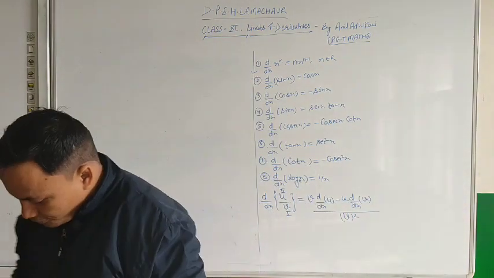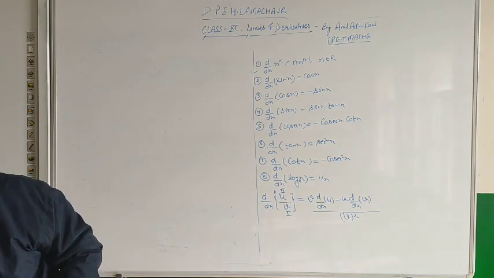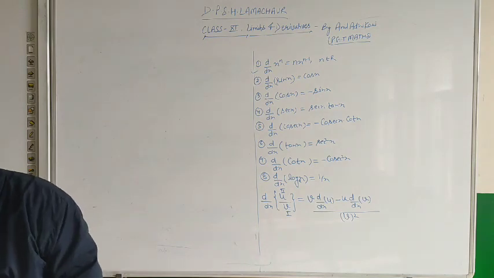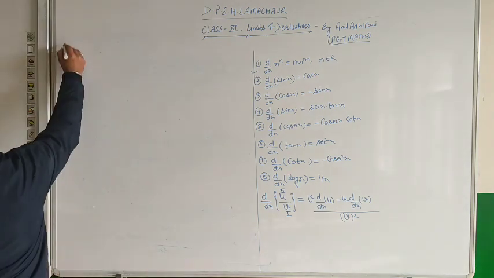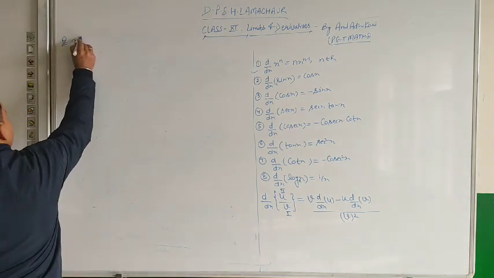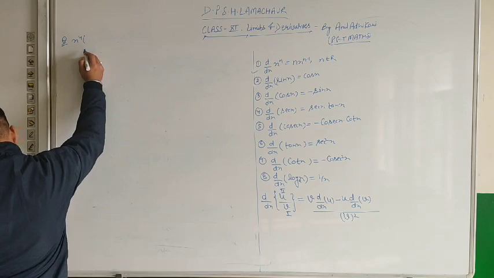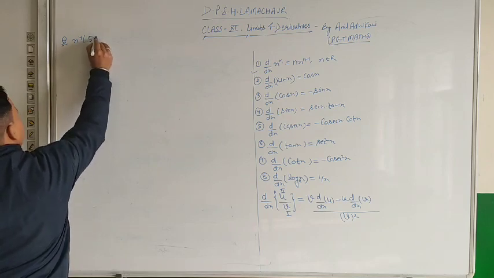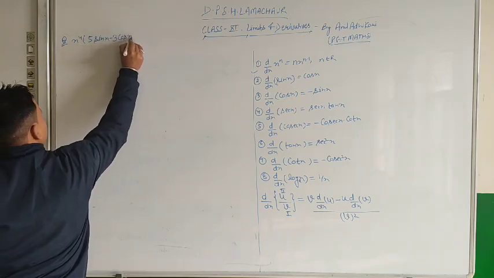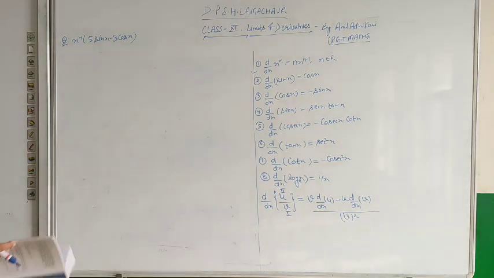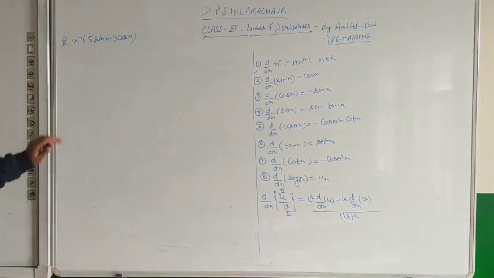Okay, now I am taking the next question. The next question is: find the derivative of x to the power 4 times (5 sin x minus 3 cos x). Okay, this is the function which we have been given. Now, we need to find the derivative of this function.